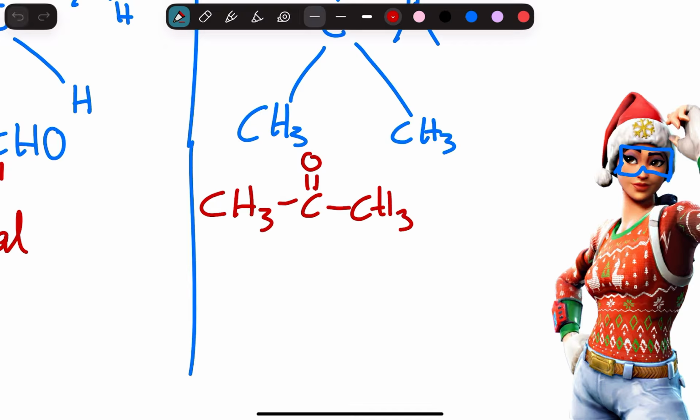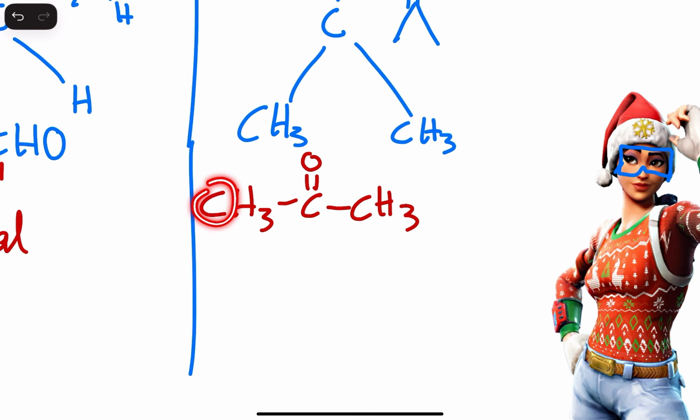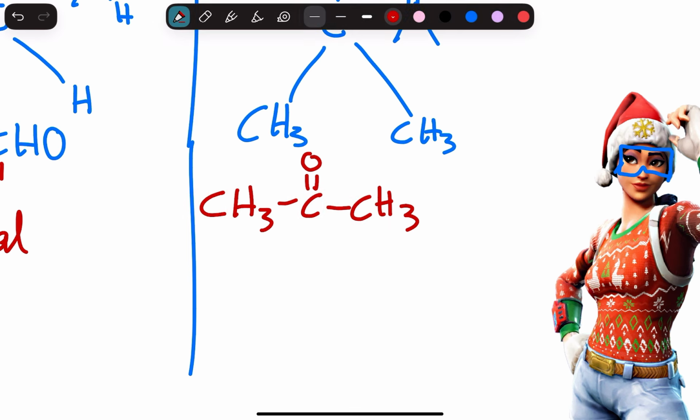So let's say we have something like this. First thing we're going to do, count our carbon atoms. We have 1, 2, and 3. So you want to number the carbon chain starting from the end nearest to the carbonyl group, giving it the lowest number.